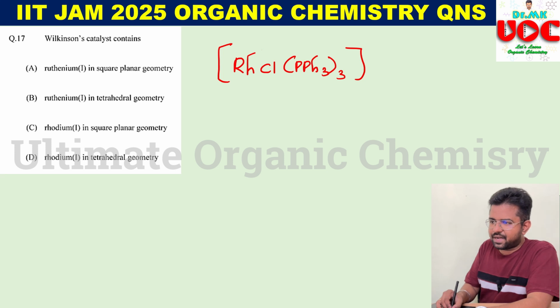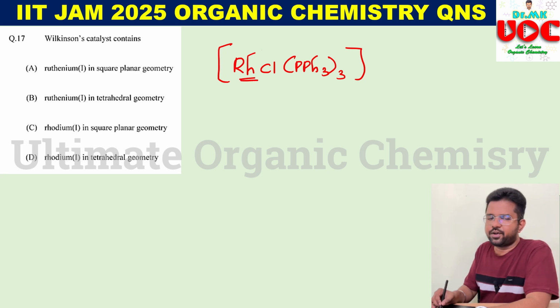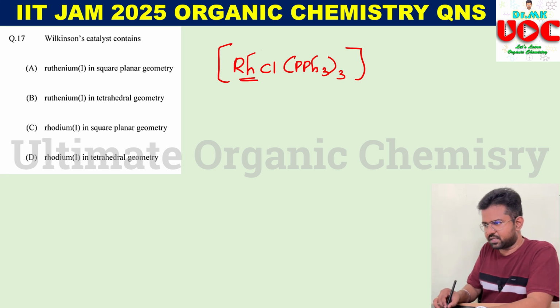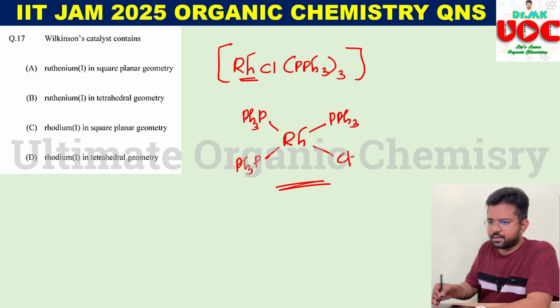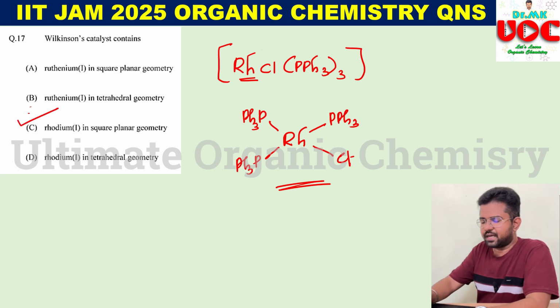And the central metal atom is rhodium. What is the geometry of this complex that they have asked? That means the structure will be square planar. Very simple question. So that is rhodium, which has +1 oxidation state, in square planar geometry. Option C is the right answer.